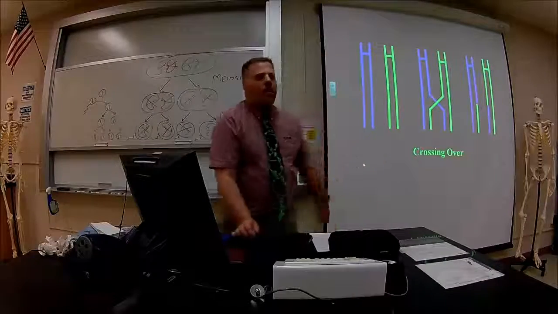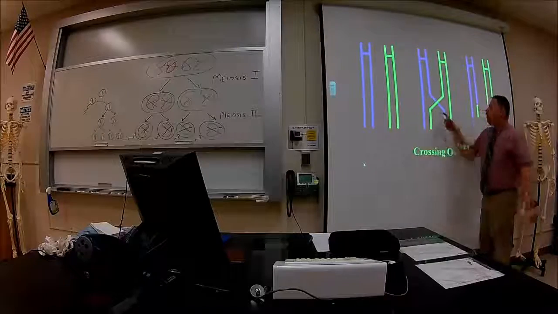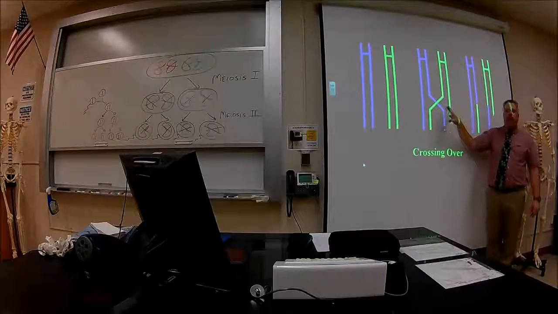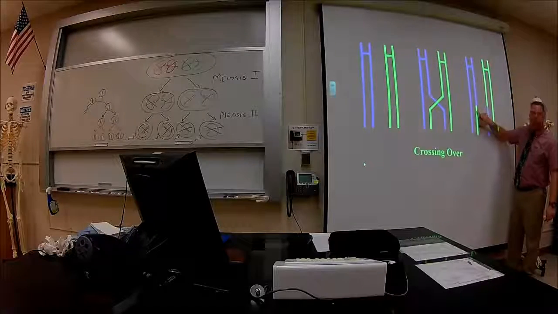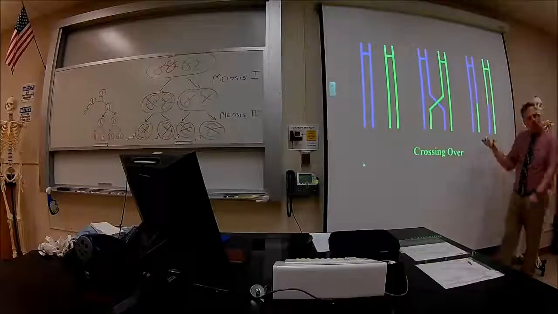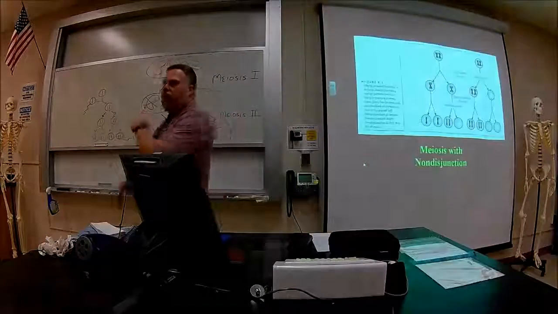Okay? First off, here's where crossing over occurs. Chromosome over here, they cross over in meiosis 1, and now a piece of the green goes on this one, a piece of the blue goes on this one. Crossing over. Okay? But what happens when things go wrong?